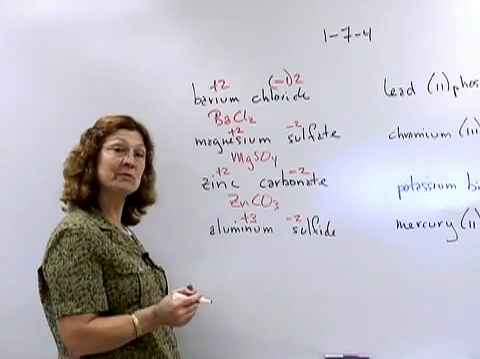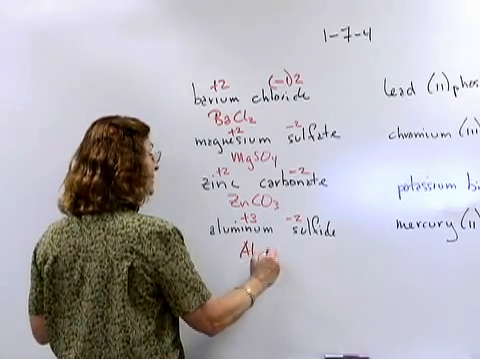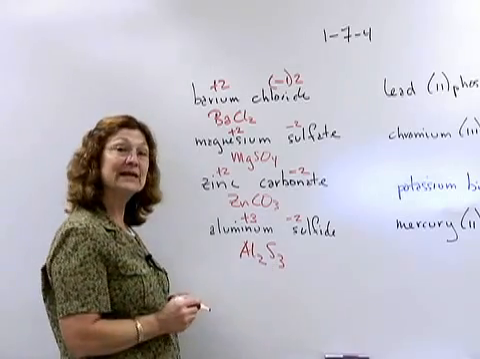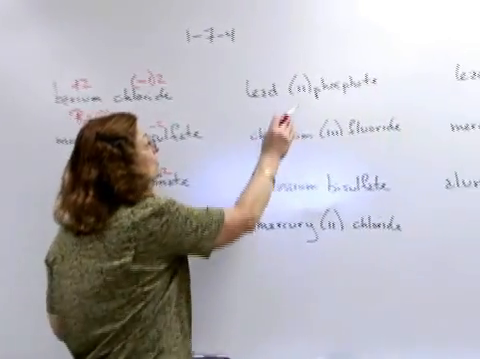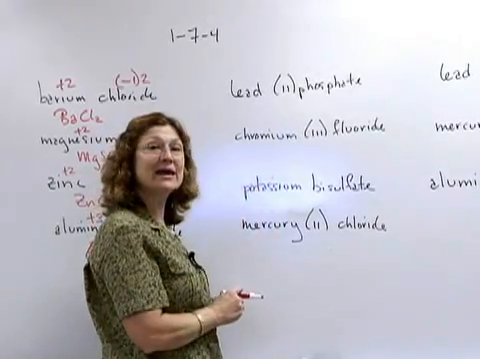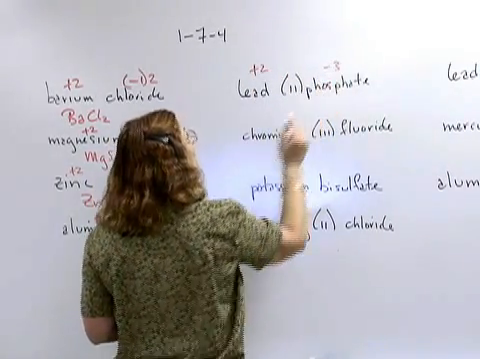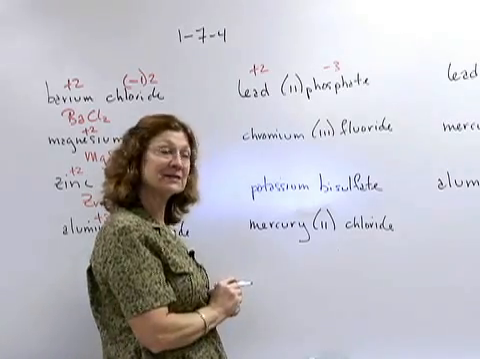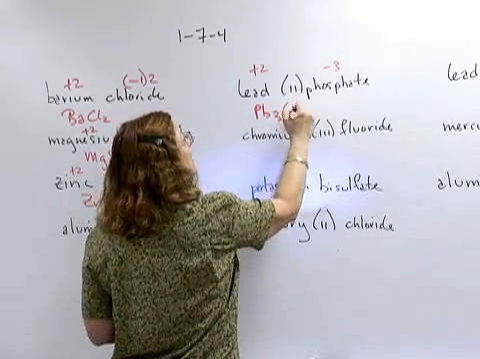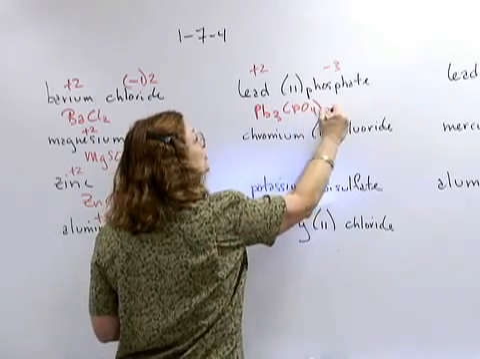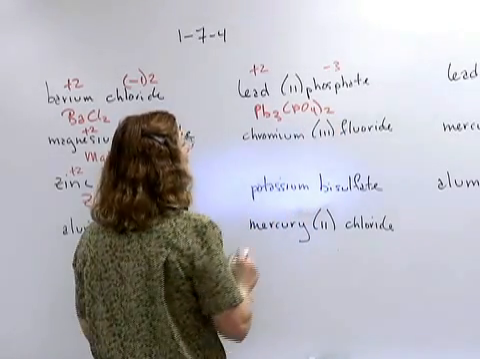Now aluminum is always +3 and sulfur is -2. The common multiple between 3 and 2 is 6. So I must have 2 aluminums and 3 sulfurs to get to 0. This Roman numeral is telling me that lead is +2. Phosphate is -3. The common multiple is 6. So I must multiply the lead by 3 and the phosphate by 2. +6 and -6 is 0.